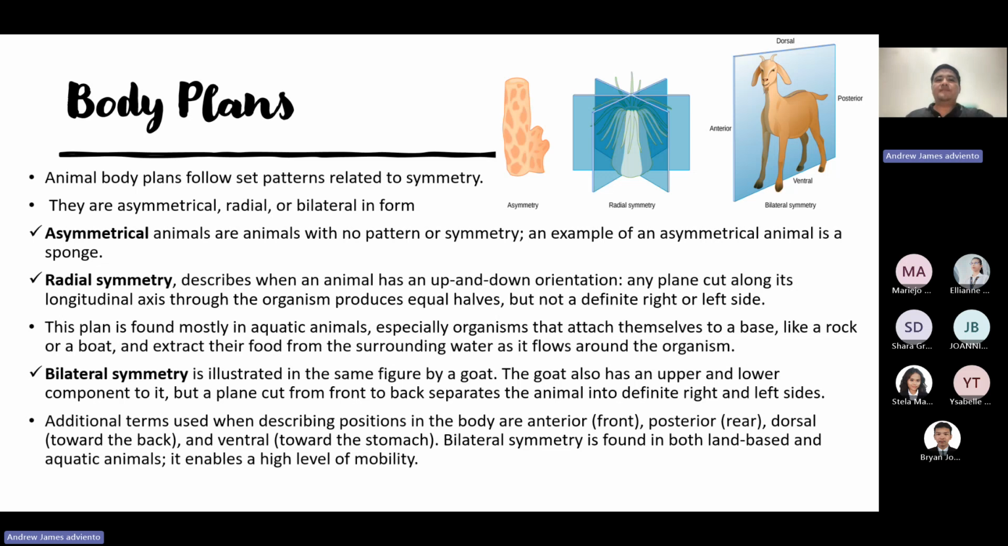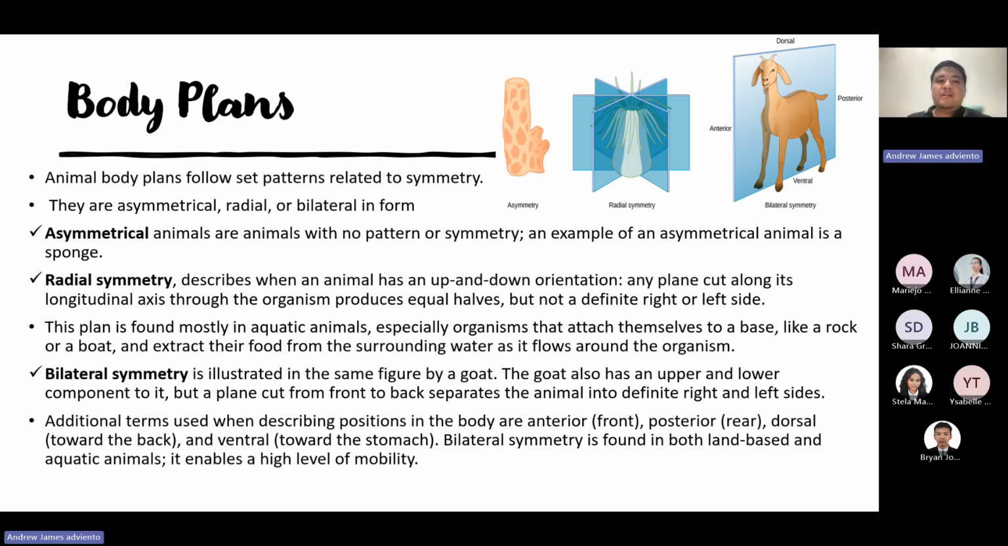Animal body plans follow set patterns related to symmetry. They are asymmetrical, radial, or bilateral in form. When we say asymmetrical animals, these are animals that have no pattern. They don't have symmetry. An example of that is the sponge. If you see a sponge in the ocean, that is a good example of an asymmetrical animal.